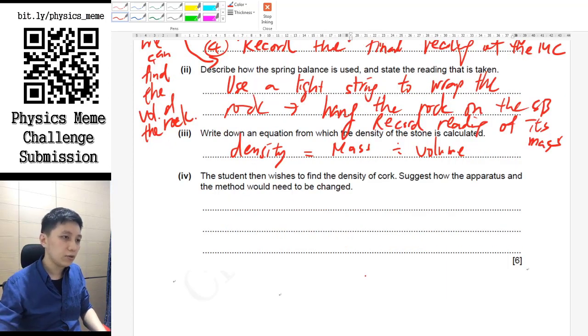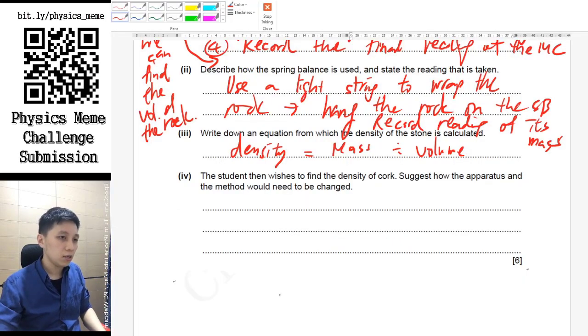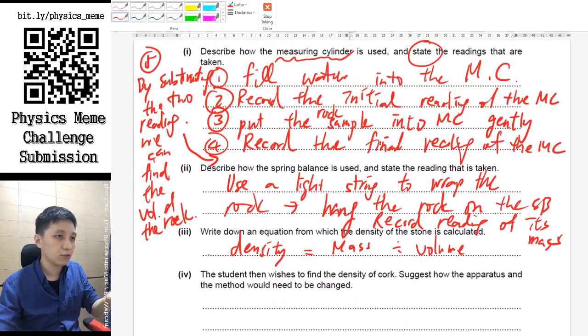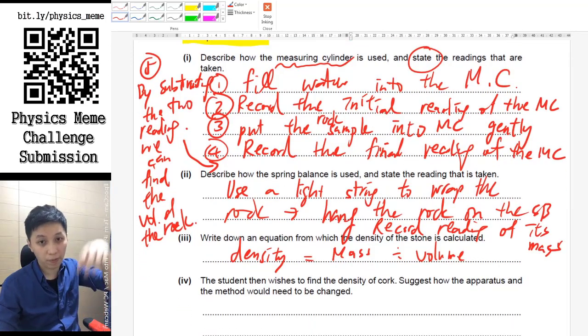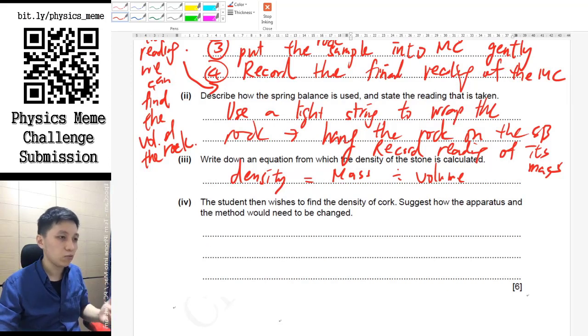Lastly, it's asking you a scenario where a student wants to find the density of a cork. In case you don't know what it is, it's basically those things used to stop the wine from coming out. Some people may call it simply a stopper. The special thing about this is that it is less dense than water. So if you use the approach that we do with the measuring cylinders, drop it in, then it will be floating, just like the simulation I showed you earlier with the wood floating on top of the water. So you have to suggest how we can change the method so that we can still measure its density.